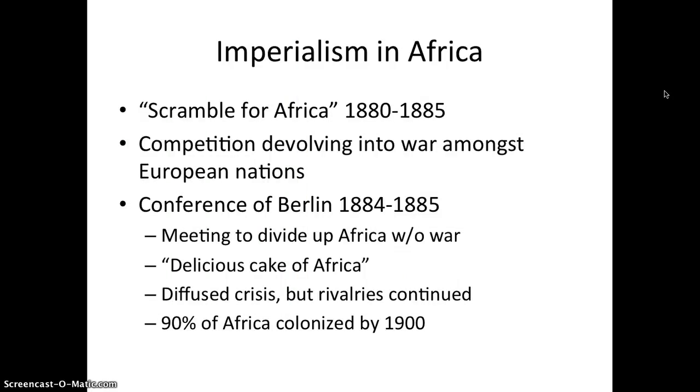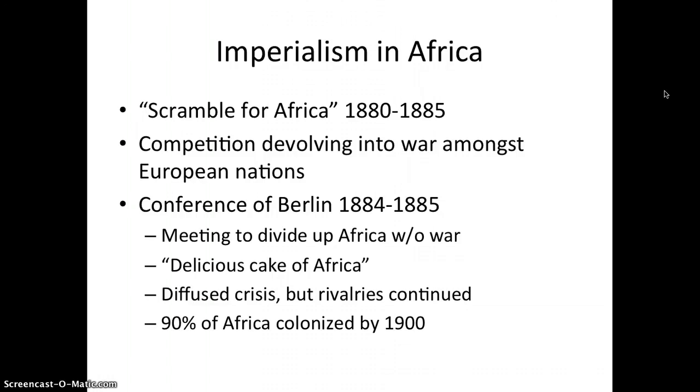So imperialism in Africa, how does it really ramp up? This period between 1880 and 1885, we call it the Scramble for Africa. It featured competition devolving into war amongst European nations. We were afraid that the next big war might start over this rush, this scramble, and conflict over who's going to get what in Africa.